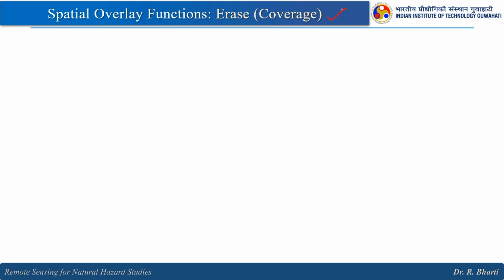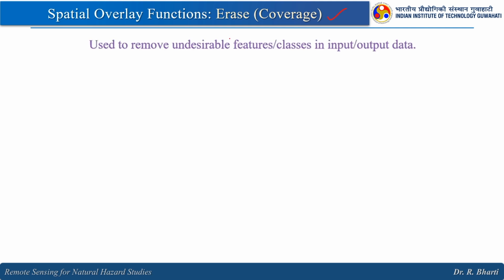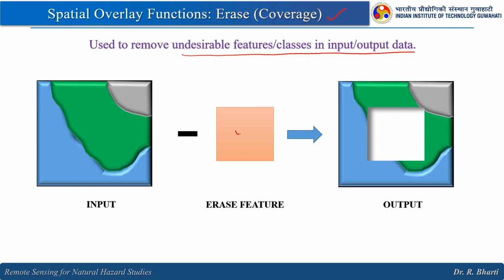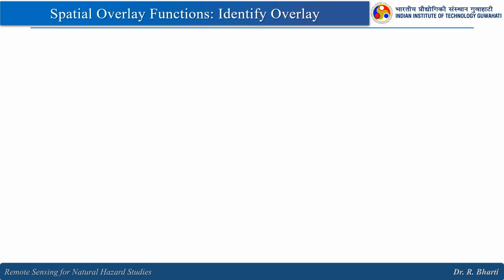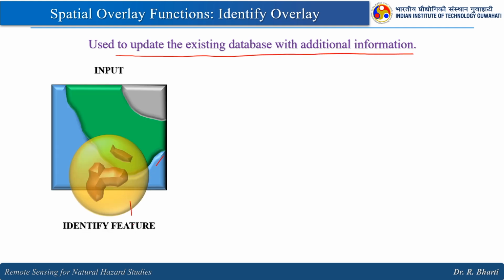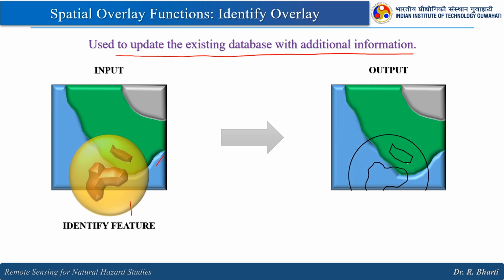So, some of the examples are here. Erase function: here it is used to remove undesired feature classes in input or output data. Let us say you wanted to remove this particular area from this particular map. So, you use the erase function. Then identity overlay: it is used to update the existing database with additional information. Here you have two data sets, 1 and 2, and then you are updating this particular map.